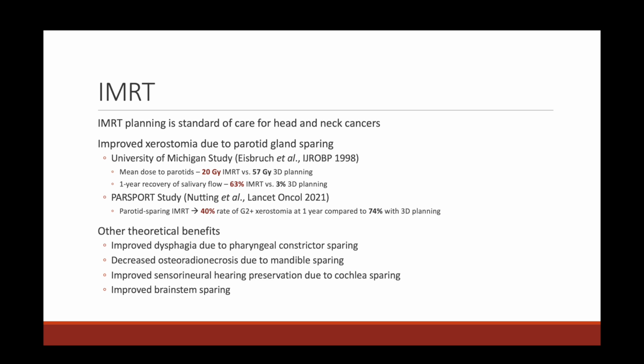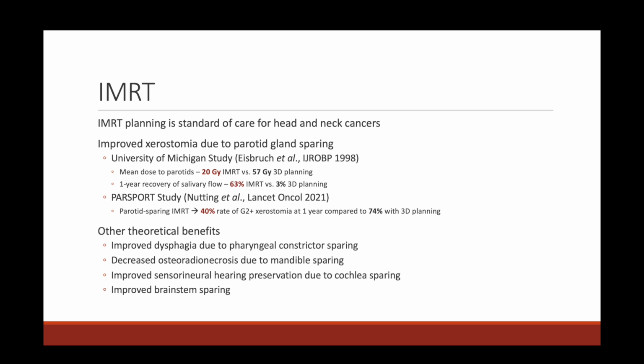So the best data for the benefits of IMRT is really in the area of xerostomia due to parotid gland sparing. There's a study from the University of Michigan that looked at the mean dose to parotids between IMRT and 3D planning. The mean dose to the parotid glands was 20 gray with IMRT versus 57 gray with 3D planning. And the 1-year recovery of salivary flow was 63% with IMRT versus only 3% with 3D planning.